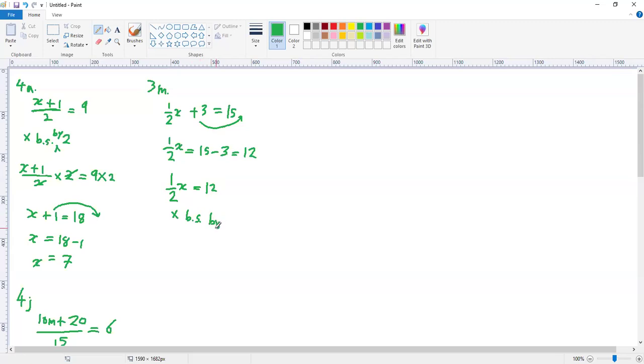All right, that's the only way we'll be able to take care of it. So if you do that, half times 2 will leave you with 1, and 1 times x is x. And on the right-hand side, I have that 12 times 2 is 24, which leaves me with x equals 24. And that's the answer for that particular question.